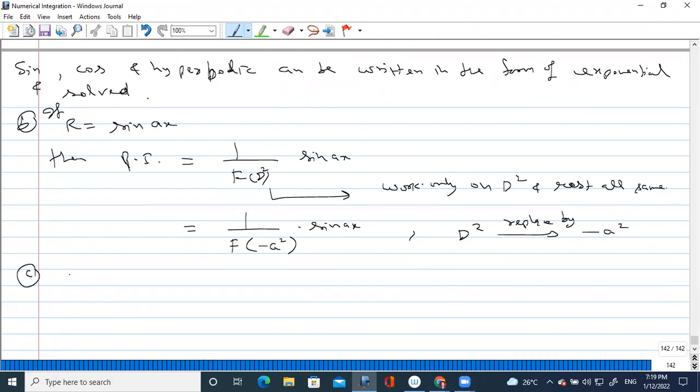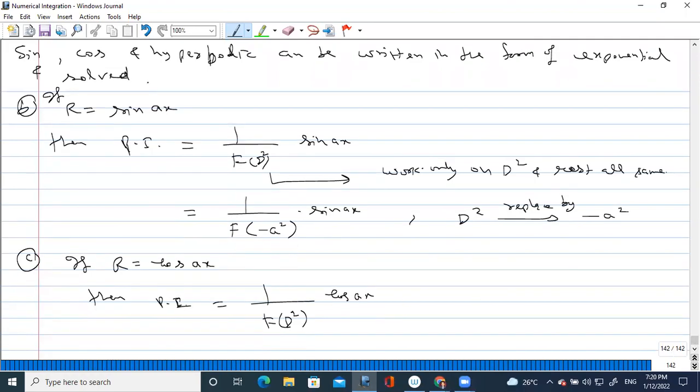Again, the next part: if R is equal to cos ax, then the particular integral will be 1 upon f(D square) cos ax. So in this also it is similar. Here also you have to put 1 upon f(minus a square), and it will be cos ax. So whether it is sin ax or cos ax, you just have to replace D square by minus a square. Note down it.